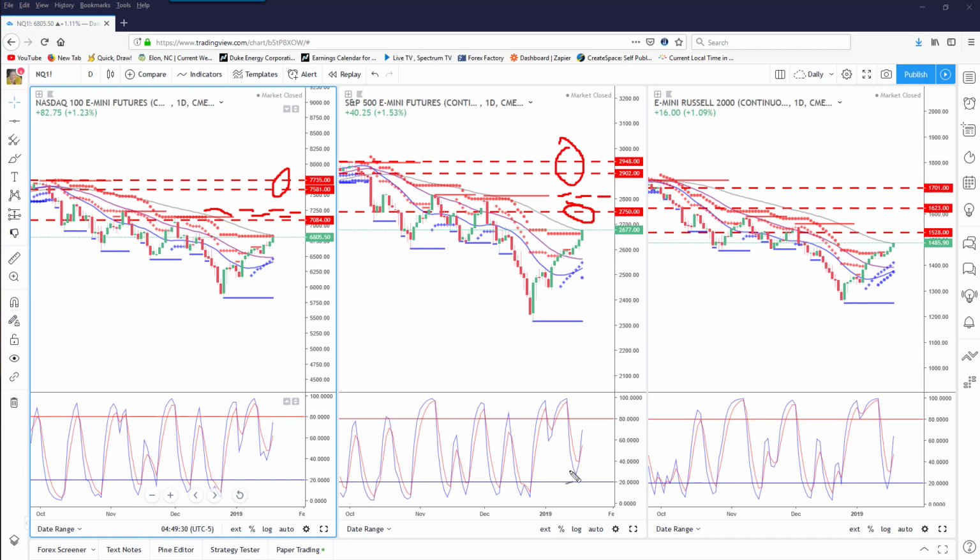Now, you can also see that in this case, this little bitty pullback right here gave you that hidden divergence that I was talking about, that may occur on the weekly chart. And we had that really on each one of these. We had hidden divergence.